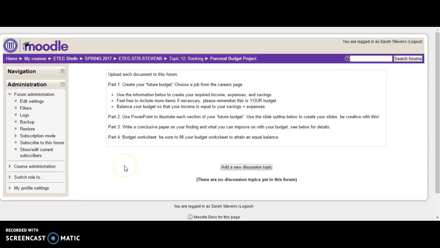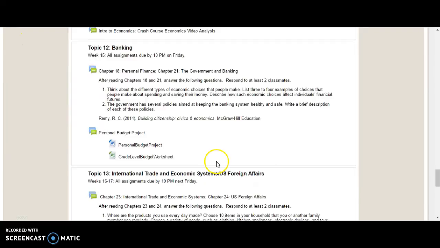Alright, so they will have 4 parts where they will complete different portions of the assignment, and then they will create a PowerPoint to illustrate each section of what their budget is going to look like. They will write a short paper on their findings and how they think they can improve their budget, and then they will complete a budget worksheet to fill in the information to try to have an equal balance. So here we're trying to teach responsibility with their finances, which is probably one of the more important things they need to learn.